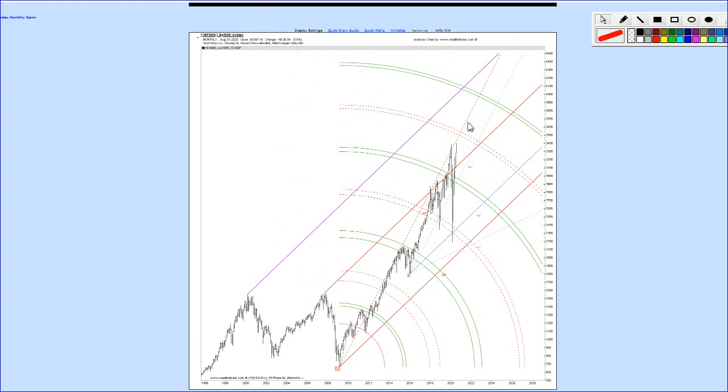Sorry, oh yeah, that's it there. That there is the supply line, or the upper channel line. This here is a demand line, right? You can see that price action is coming through here. This is the channel we're in now. Alright, that's the supply line.